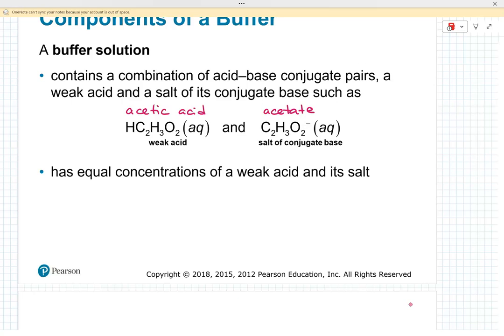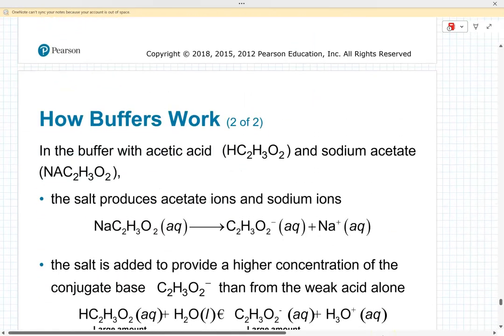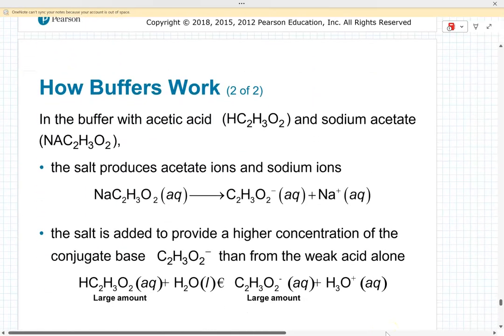Acetate is the name of that anion, okay? And this is really important: equal concentrations of a weak acid and the salt. So, for instance, you have this. Go ahead.